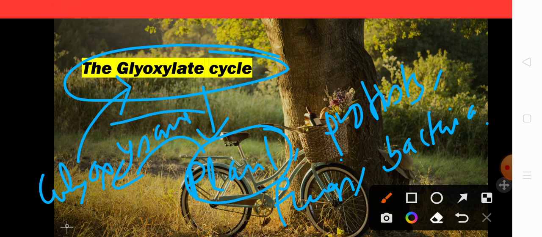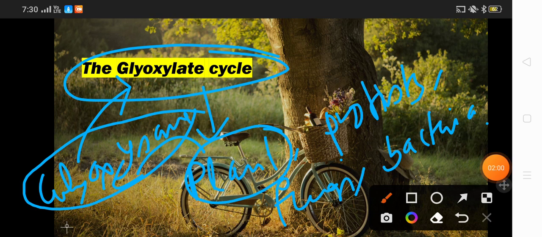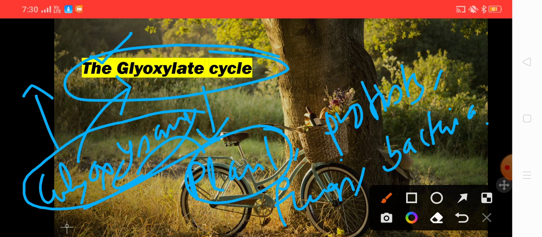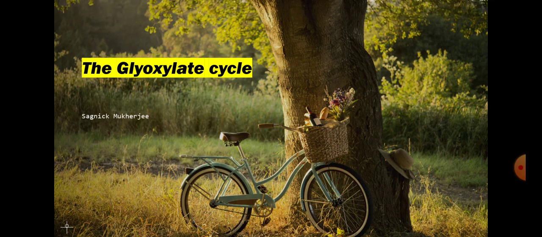Now this glyoxisome is very important because it carries out two important biosynthetic pathways. One is fatty acid oxidation, which is the beta oxidation of fatty acids, giving us acetyl CoA. Now this acetyl CoA goes through the glyoxylate cycle pathway and gives us succinate. This glyoxisome, especially in plants, is very important, because remember, the glyoxisome is only present in plant cells. So let's talk about the glyoxylate cycle.